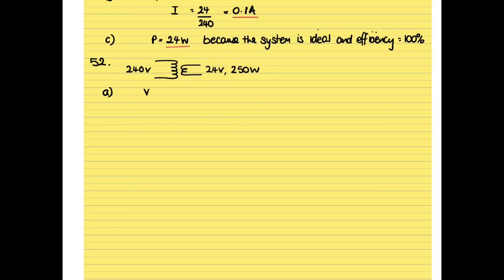Question 52, same sort of situation. You're given a step-down transformer. You're not told the coil ratios at all, the turns ratios. You're given the two voltages, and they ask you for the ratio, which is 10:1.